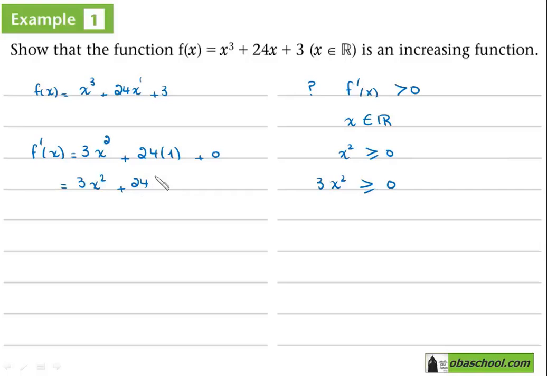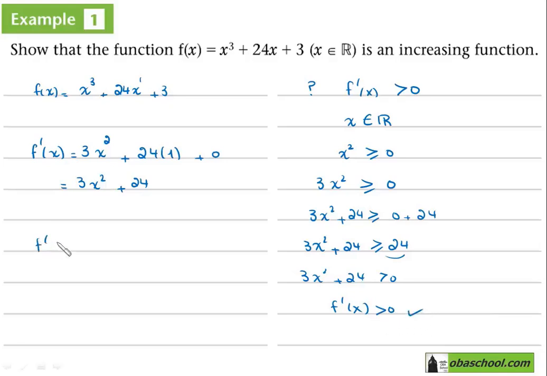We need to put the 24. So, 3x squared plus 24 on the left, and on the right, greater than or equal to 0 plus 24. We are doing a very detailed explanation so that you can understand this very well. 3x squared plus 24 is greater than or equal to 24. Since this is positive, then this is greater than 0. Thus, f prime of x is greater than 0. This is true. Okay, f prime of x is greater than 0, then f of x is an increasing function.